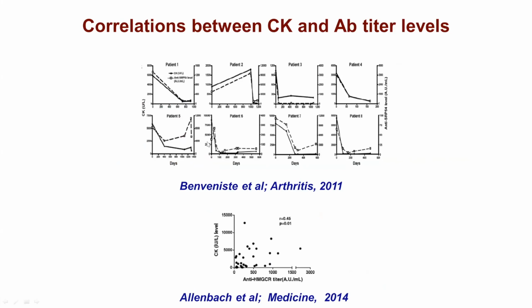We don't have so many connective tissue disorders where you can see this kind of correlation between the titers of the antibodies and a marker of the disease activity. And that's the same story for anti-HMGCR. You can see here another paper from our group showing, in a cohort of anti-HMGCR positive patients, the correlation between CK levels and the anti-HMGCR titers.